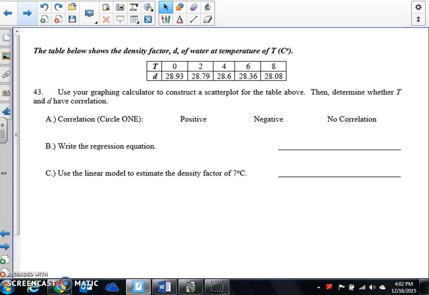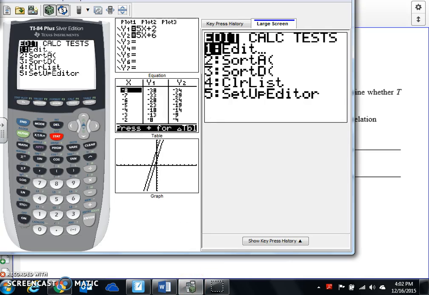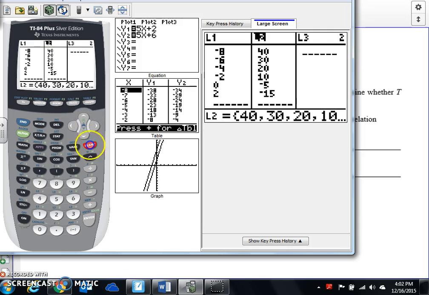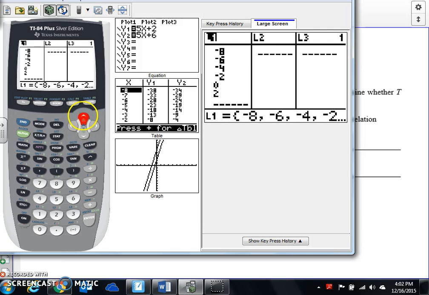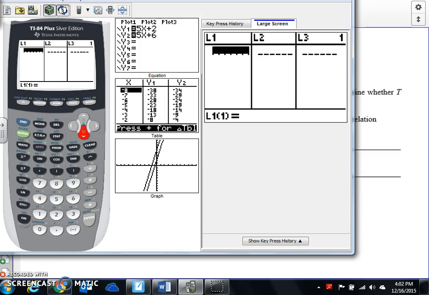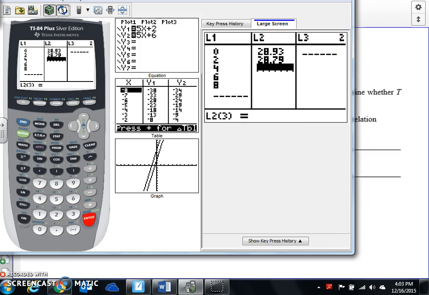Okay, so if we need to make a scatter plot, I go to my calculator. I go to stat. I'm going to edit my list. I go up to L2, I clear, push down. L1 clear, push down. Okay, my x values were 0, 2, 4, 6, 8. My y values were 28.93, 28.79, 28.6, 28.36, and 28.08.